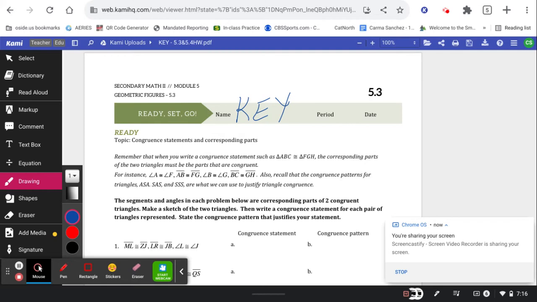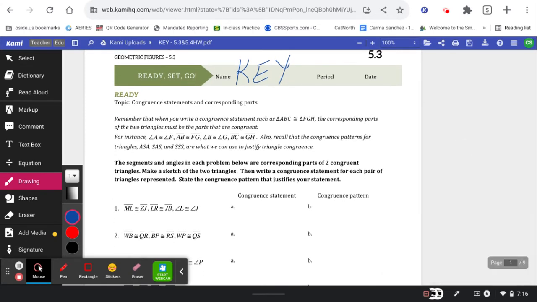All right, let's get started on the 5.3 ready. Its topic is congruence statements and corresponding parts, and matching those up. Remember that when you write a congruent statement, like triangle ABC and FGH, the corresponding parts of the two triangles are the parts that are congruent.